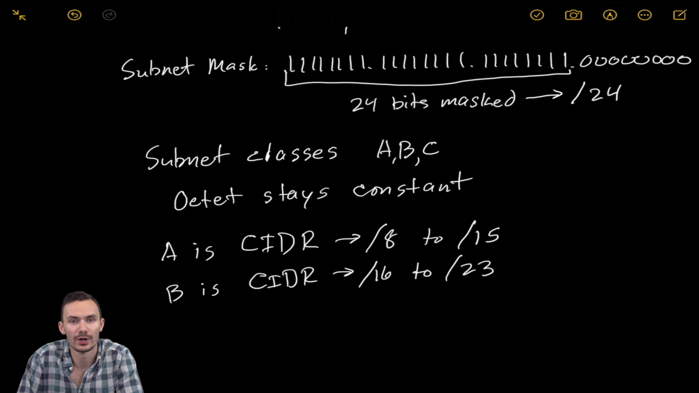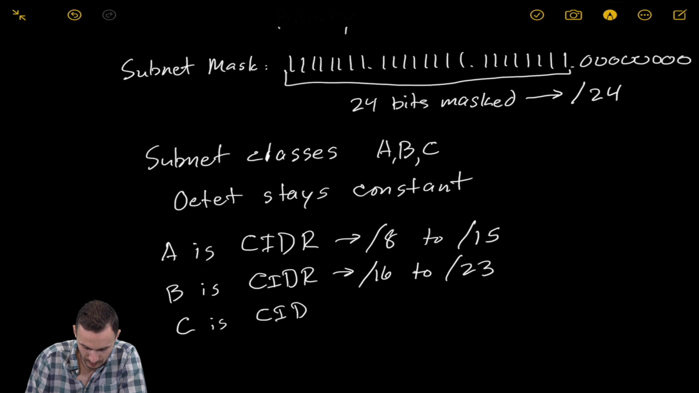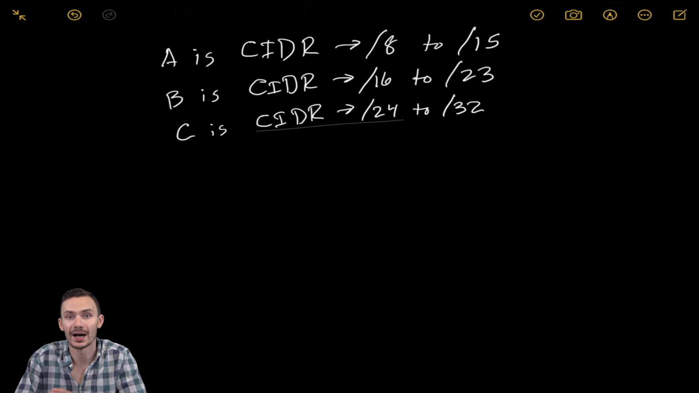For a Class C network where the first, second, and third octet are constant, the CIDR range is from /24 to /32. A Class C network is what we've been working through in this example, and commonly used for home networks.